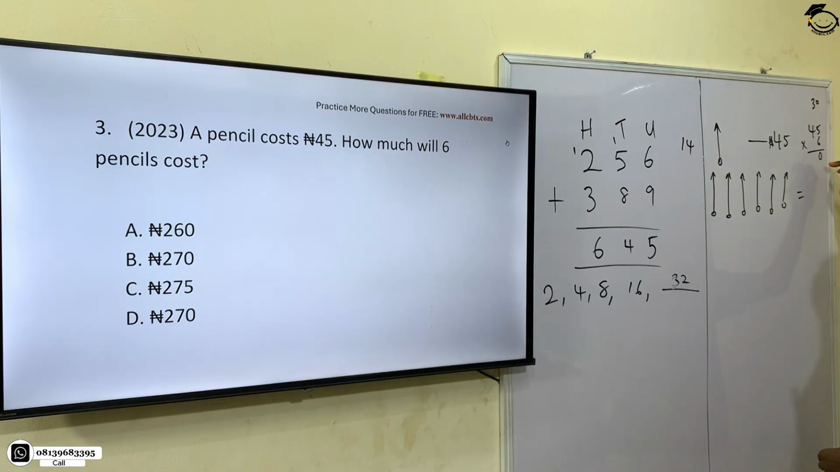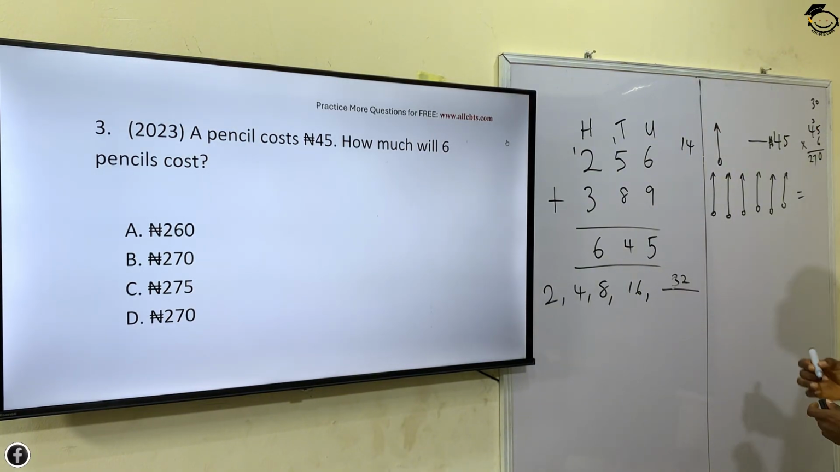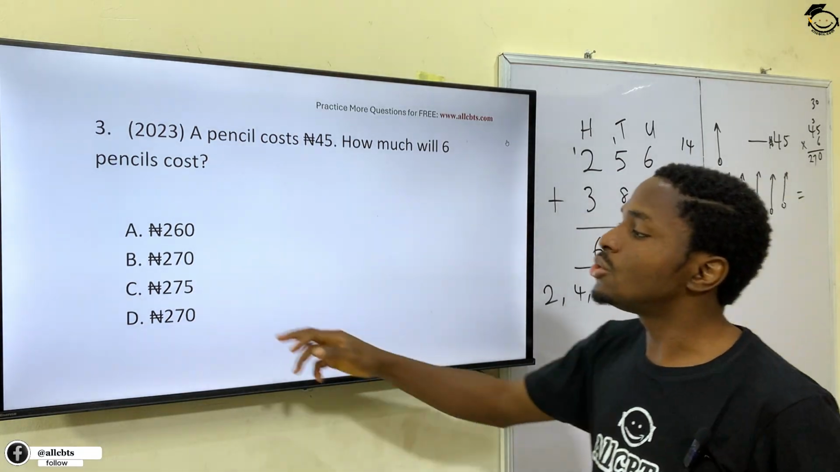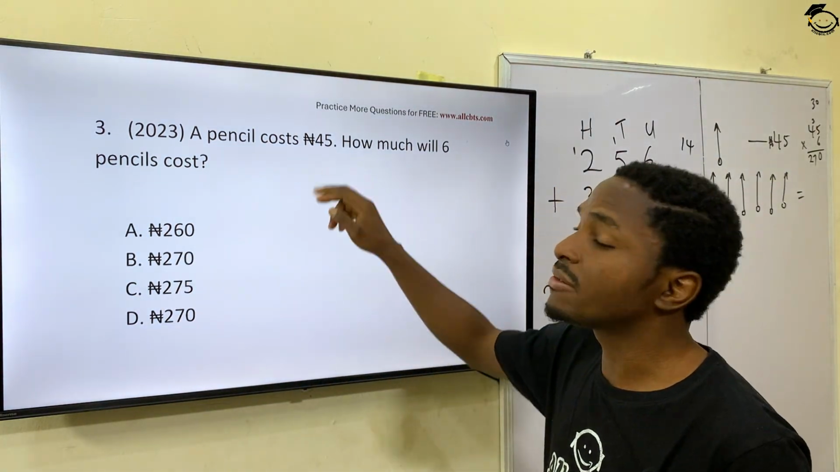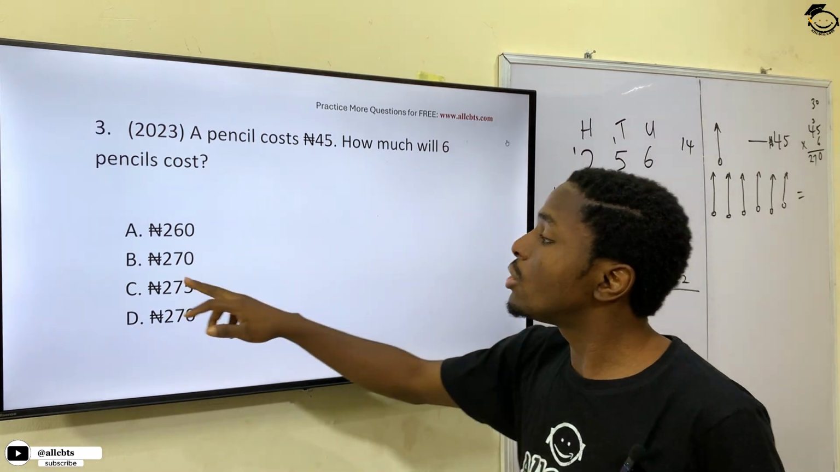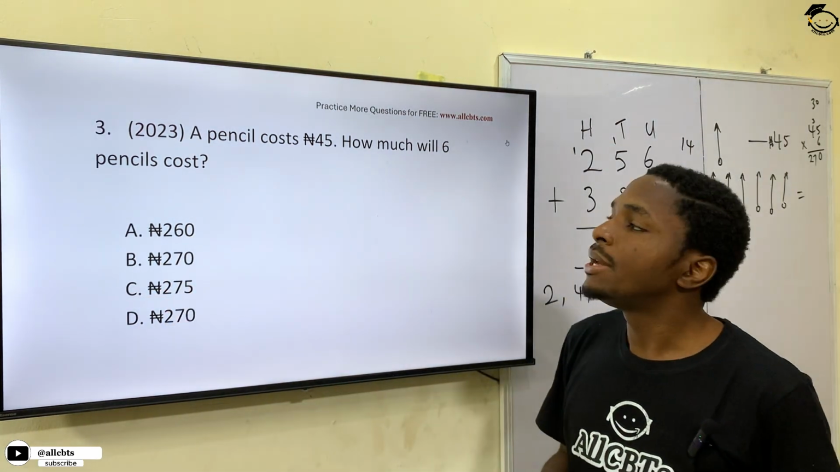So 6 times 5, 30, 0. You carry 3 to this side. So 6 times 4, 24 plus 3, you have 27. So what is that? 270. So one pencil costs 45 naira. 6 pencils will cost 270 naira.